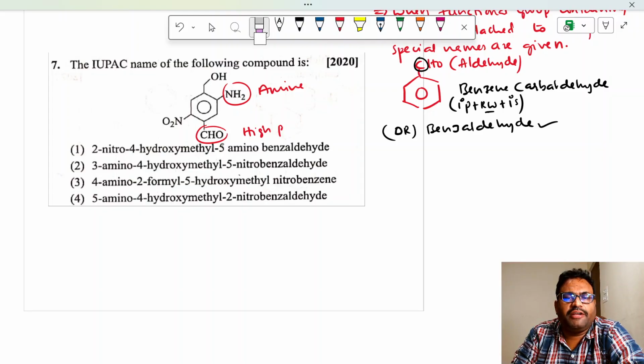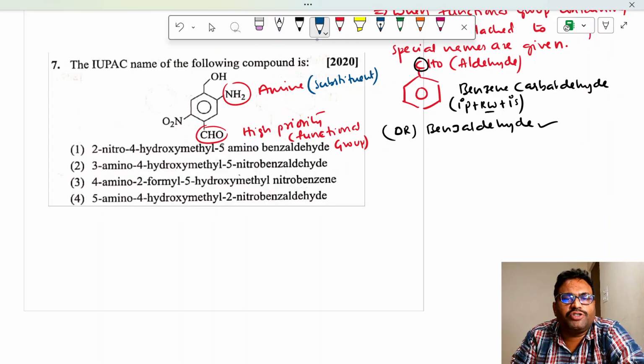What is that? High priority group. So when it is high priority, it is considered as the functional group. What is that? Functional group. So if there is another functional group, then that can be considered to be a substituent. What does it become? Substituent.